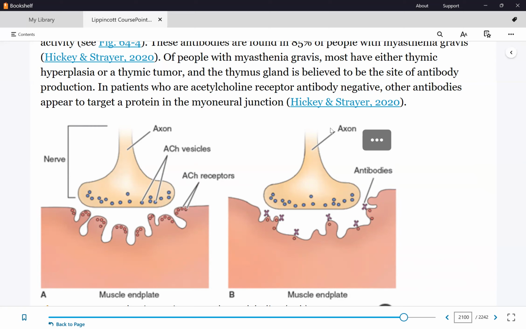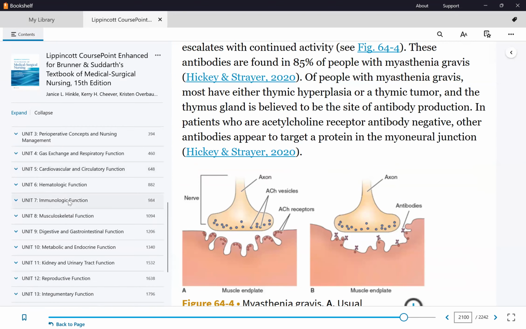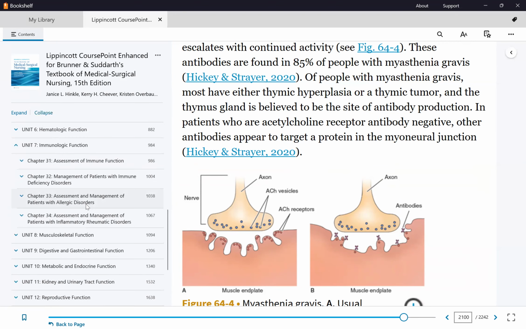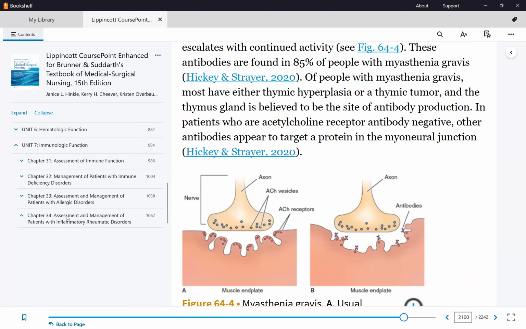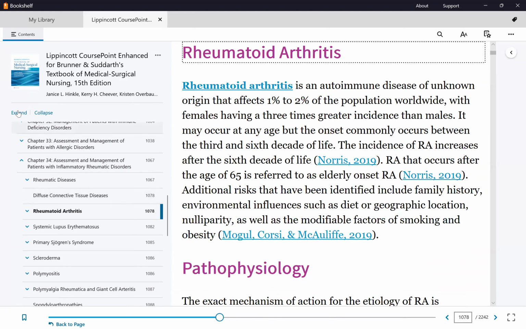What page was it? No, 17. Okay, I had it. Never mind, I'll just find it. It's 1078. Okay.